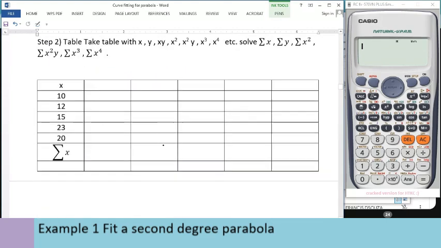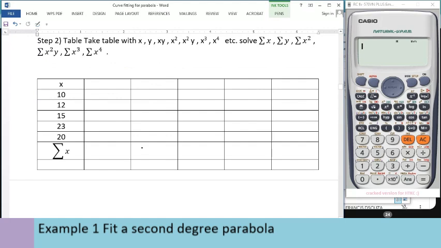And take down the y values. Take down these y values. Substitute all these values in the table, students, and then start solving the example one by one.